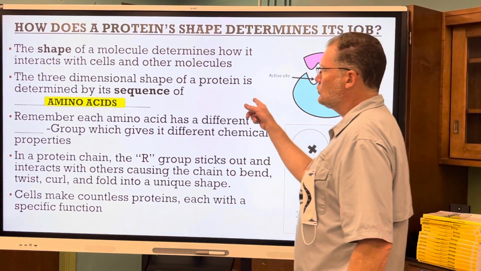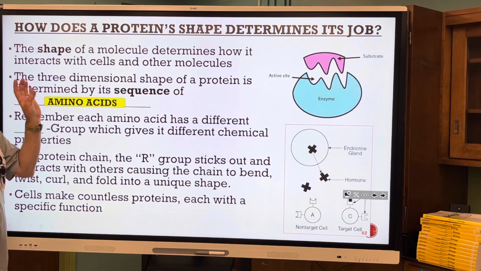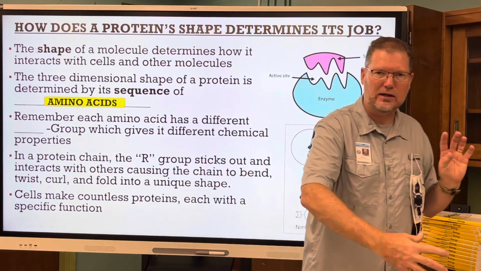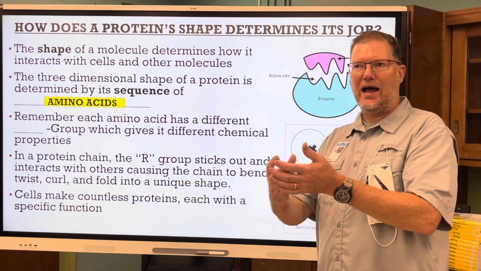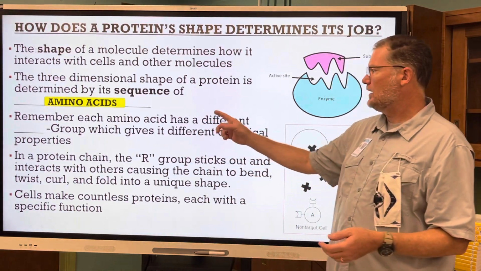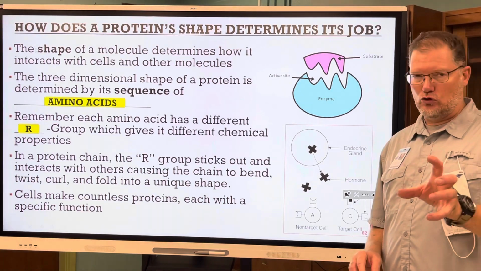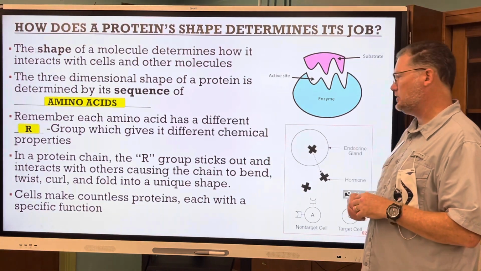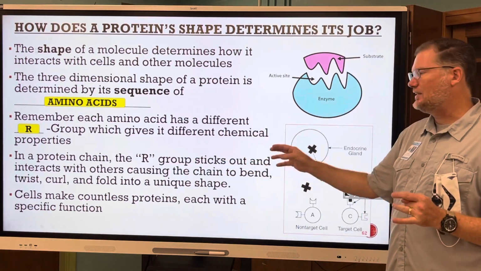And the three-dimensional shape of a protein is determined by that same sequence of amino acids. The different kinds of amino acids lined up in that chain will determine the function of that protein. So remember, each amino acid has a different R group, and that makes them unique, gives them different chemical properties.